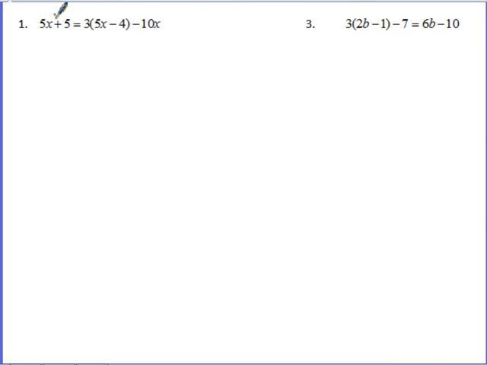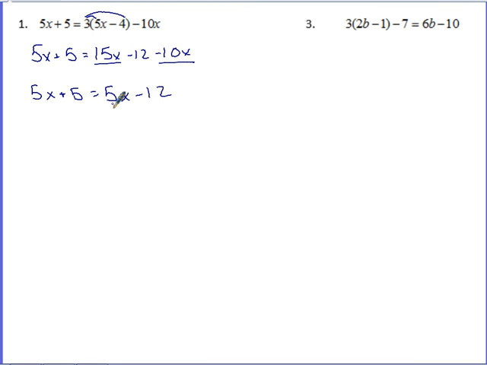Okay, so I'm going to start simplifying. The left side is simplified already. On the right side, I have to distribute, so my left side stays the same. Here I have 15x minus 12 minus 10x. And now I have like terms here that I need to combine, okay? So 15 minus 10 is 5, so 5x minus 12.